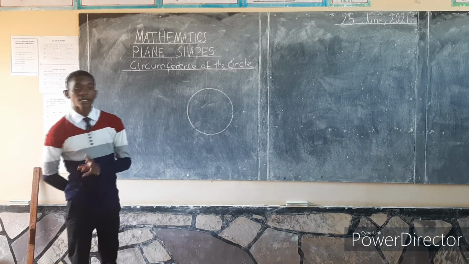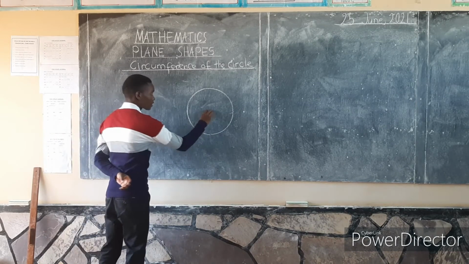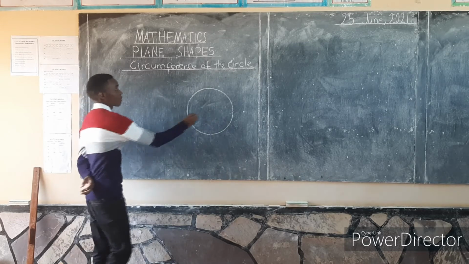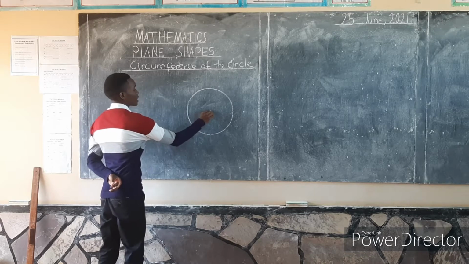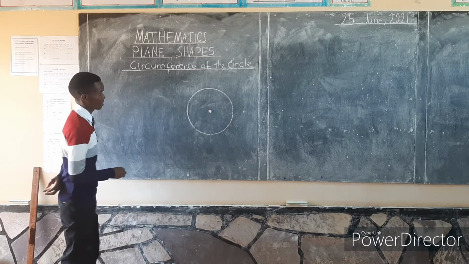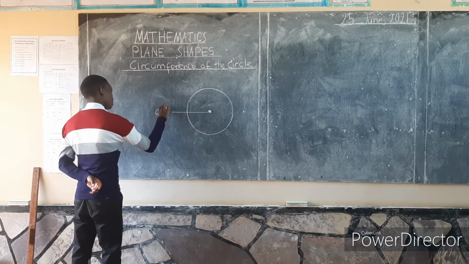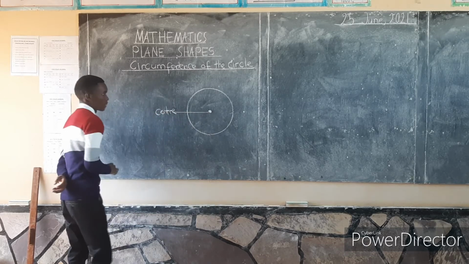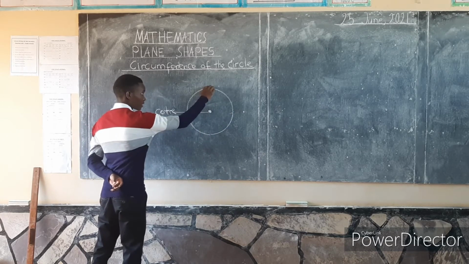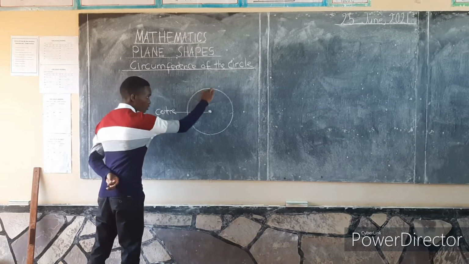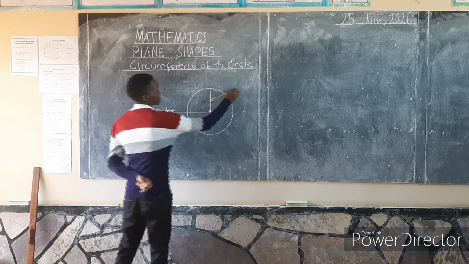We talked about the elements of the circle. So this is our circle. The circle has parts. These parts are what we call the elements. So we have the center there. The point there is called the center. We also have the line that starts from the outer part of the circle to the center. This one is called a radius.